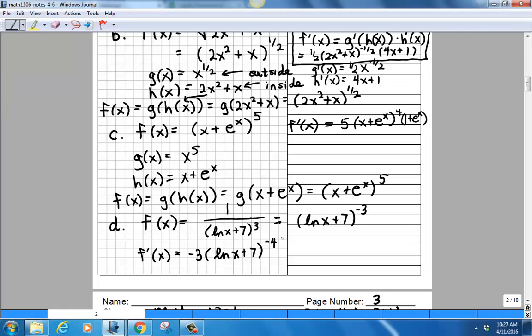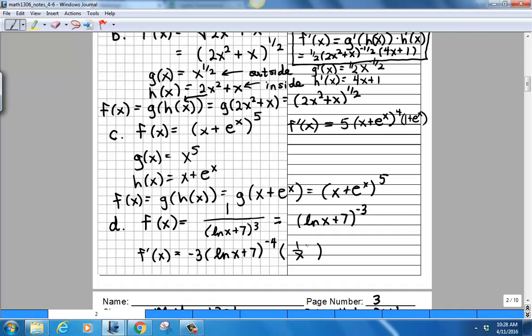But now here's what you can't forget, okay? So you don't want to do this on the test. Now I have to multiply in by the derivative of what's inside the parentheses there. So can we find the derivative of natural log of x plus 7? Oh, I think that's pretty easy. What's the derivative of natural log of x? 1 over x, right, okay? And what's the derivative of 7? 0, so you just get 1 over x.